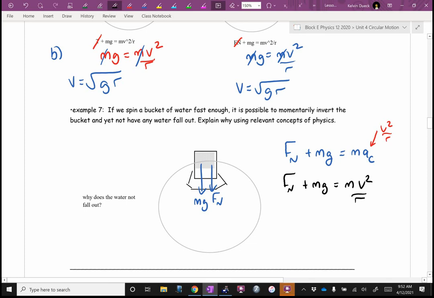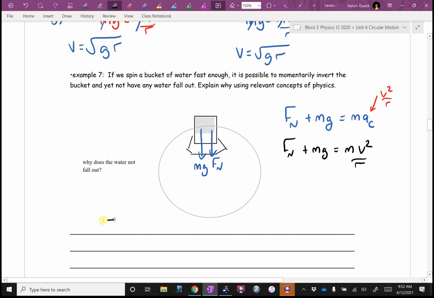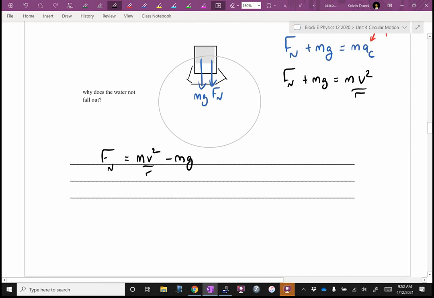I'm going to get the normal force by itself. How would I get the normal force by itself? Good. So I'm going to get this. The normal force is equal to mv squared over r minus mg. Okay. How do you stay dry? As long as mv squared over r is bigger than mg, as long as you get a positive answer, as long as there is a normal force, you're above the minimum safe speed and you'll stay dry.